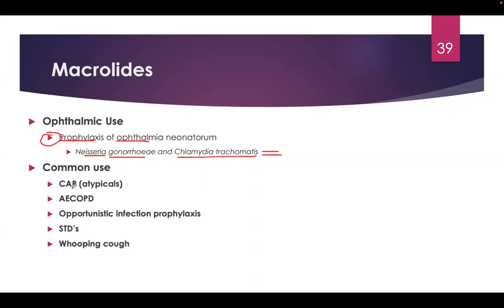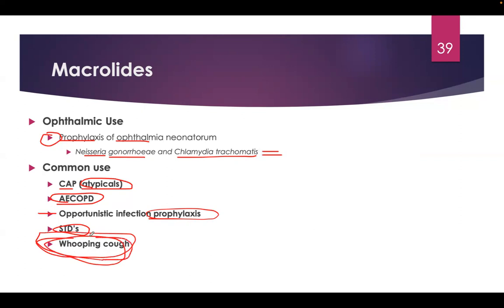Common uses, though, we use it in CAP, specifically to cover atypicals, and acute exacerbation of COPD. Yes, you get an antibacterial component of it, but a lot of it is the anti-inflammatory perspective. Then opportunistic infections, prophylaxis specifically, like for MAC, STDs, we talked about that. And then your whooping cough. If you're not familiar with whooping cough, you need to look it up and understand what is the bug that covers it. I would tell you, but I want you to look up something.